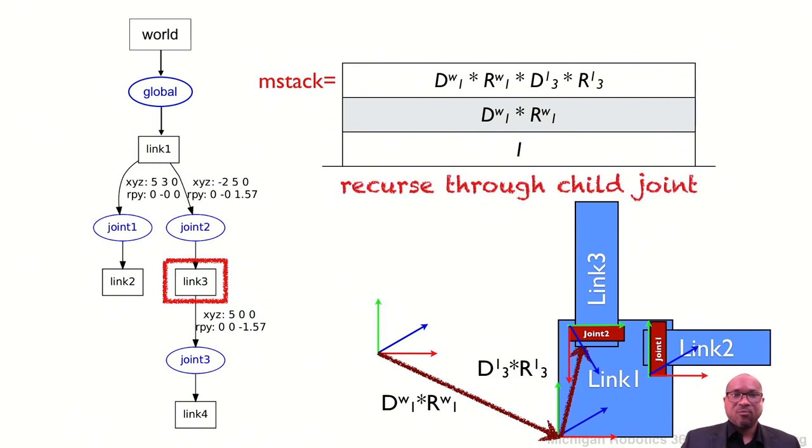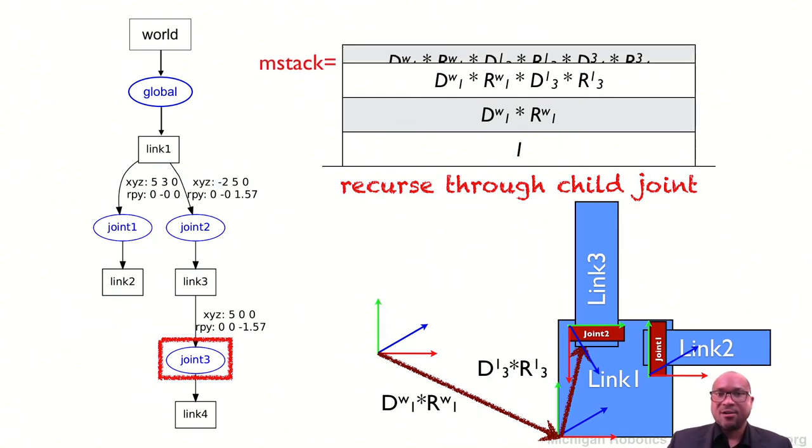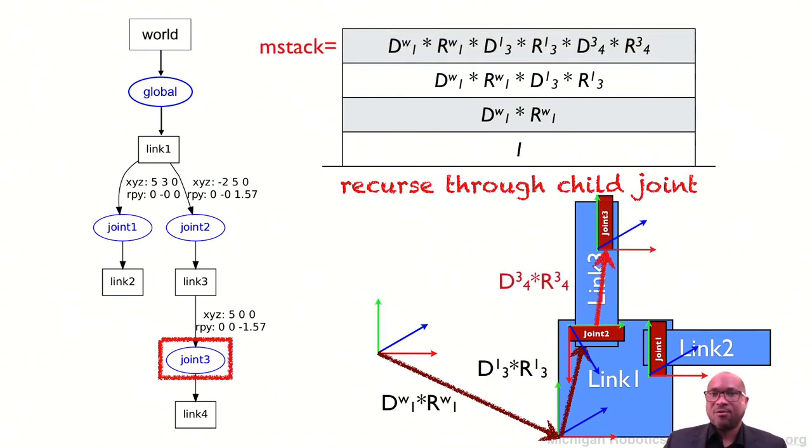Once we do that, then we can recurse through the child joint. So then we're going to have joint 3. Joint 3 will now be traversed as part of this recursion, and that will pop up another transform to the top of the stack, where we take the local transform that's computed and multiply it to the right side of the top of the matrix stack.